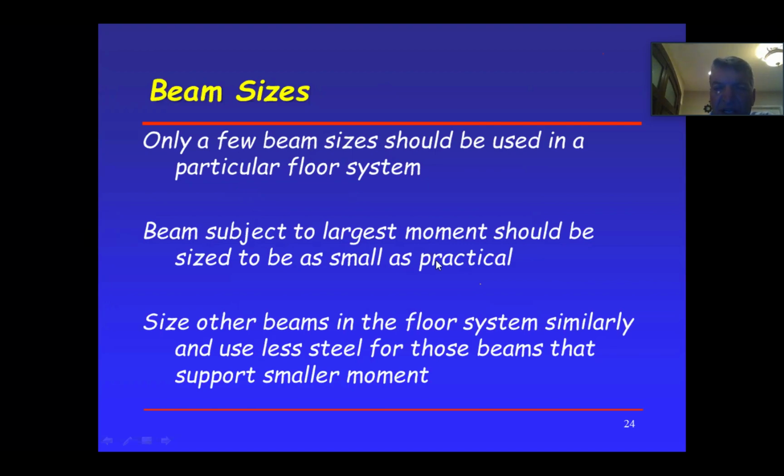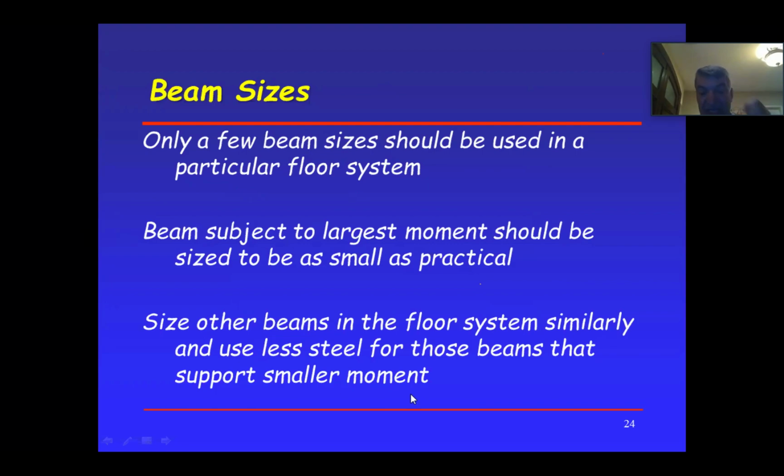Beam subjected to largest moment should be sized to be as small as practical. So beam subjected to largest moment. You will take the largest moment on your floor and you size your beam to that and make it as small as possible. Why? Because you're gonna repeat that beam for smaller moments. That's why he's saying that. Size other beams in the floor system similarly and use less steel for those beams that support smaller moments.